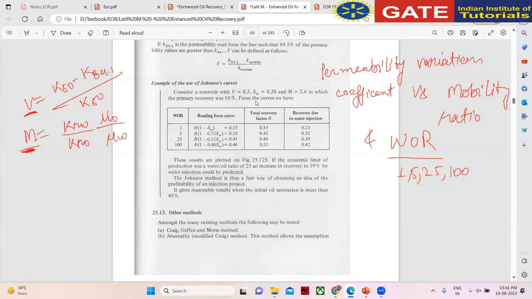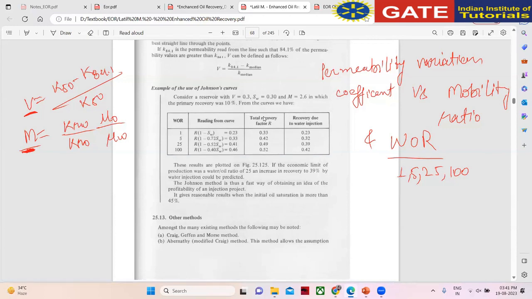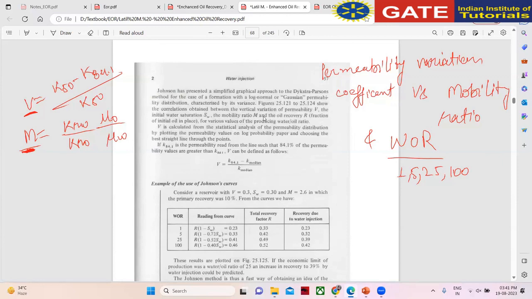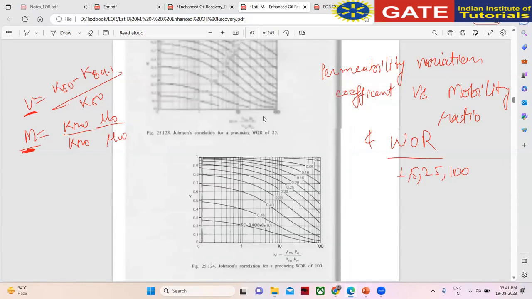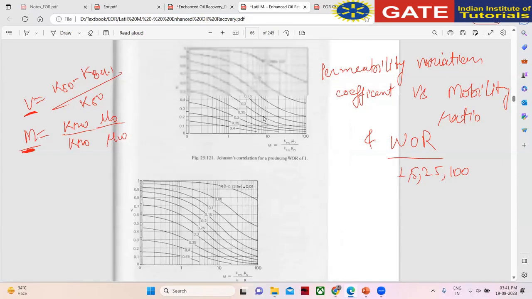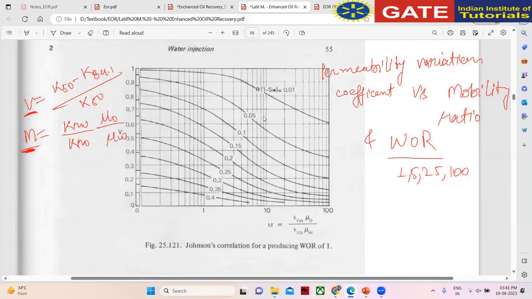So first we calculate the recovery for water oil ratio of 1, 5, 25 and 100. Then you compare that. Okay. Got it? So if that value of V is 0.3, let's see this curve. You have the value of V is 0.3 and M is 2.6.